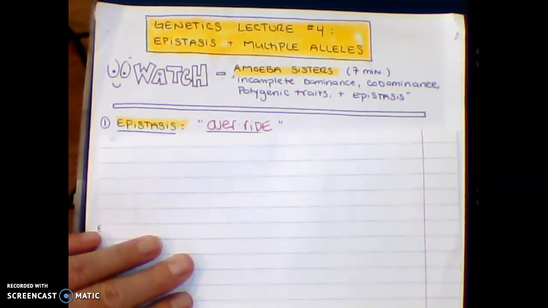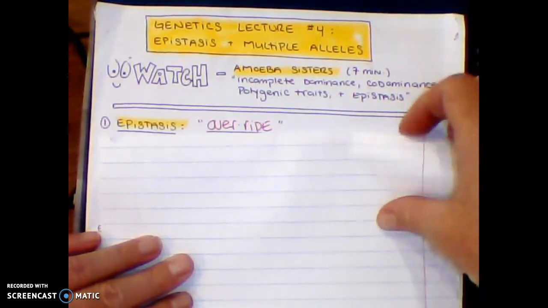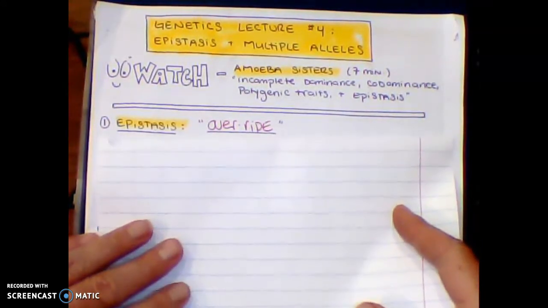And as a review of some of these topics that we are going to be covering, I do recommend that you watch Amoeba Sisters, which deals with incomplete dominance, polygenic, and epistasis as well. That way you get a different way to explain these things, so maybe you might understand it better with them versus the way that I do it. Plus they have really cool, fun pictures and stuff like that.